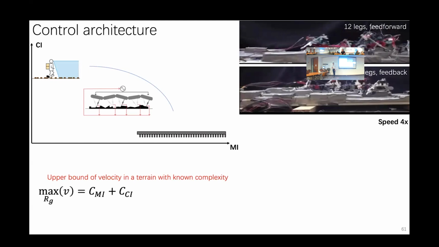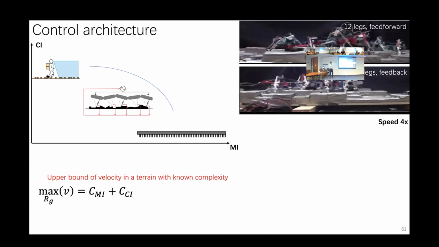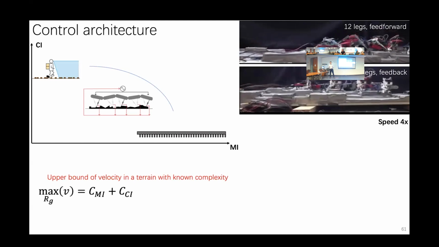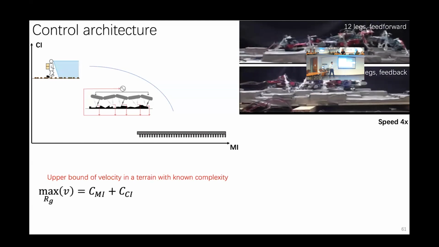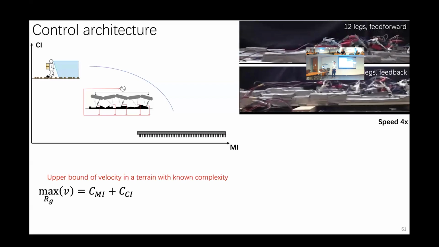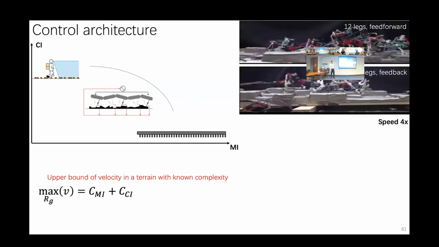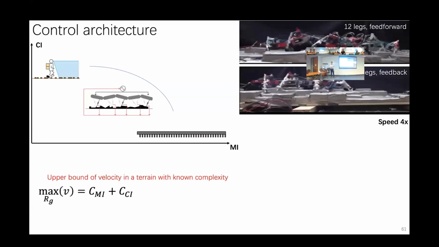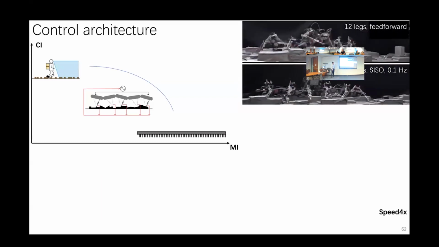So let's circle back. The mechanical intelligence in our systems is sort of easy to quantify. We can just count the number of legs. But how can we quantify this computational intelligence? Before I answer that question, let me show you some examples of how computational intelligence can help us improve the robot performances.